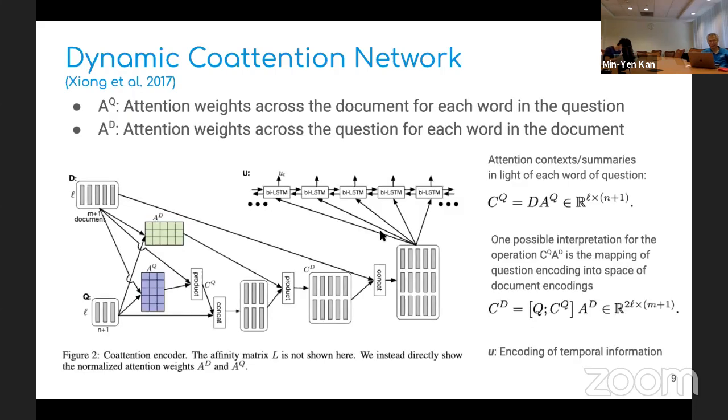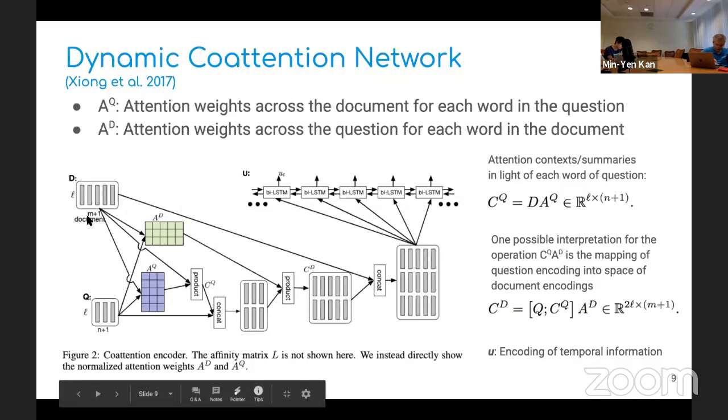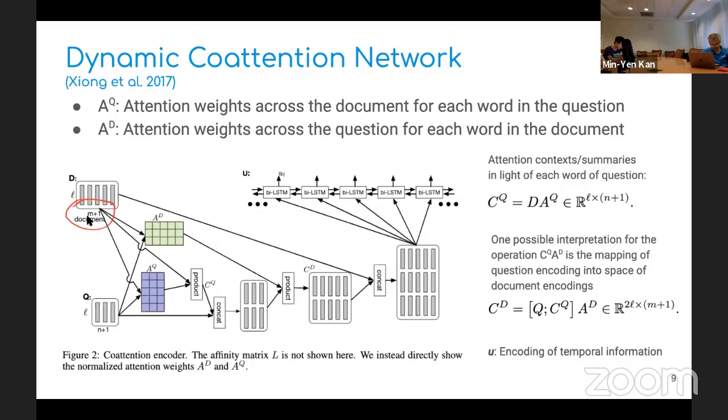So this is how the co-attention encoder works. So this is the document, and this is the question. Each of these bars is actually a vector, so you can think of each vector as a token in the document or the question. Yeah. I thought it says m plus one documents there. So over here it says m plus one documents, so I just want to make sure what you're saying is right.